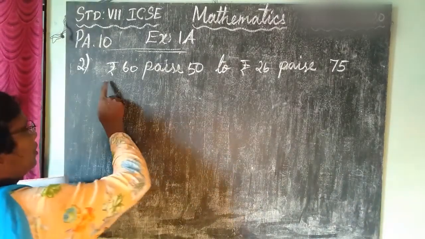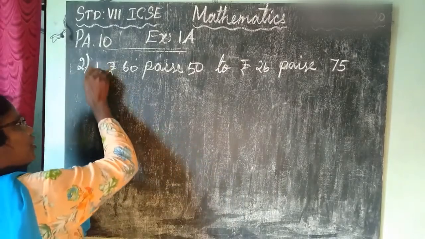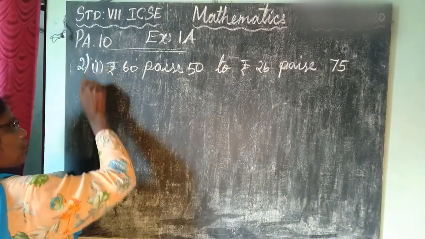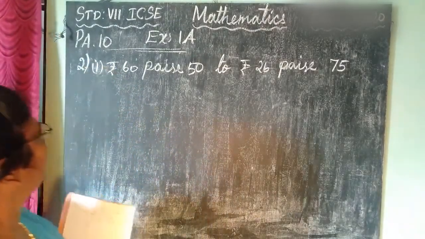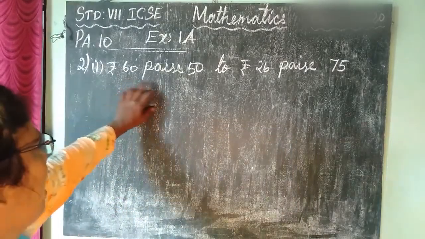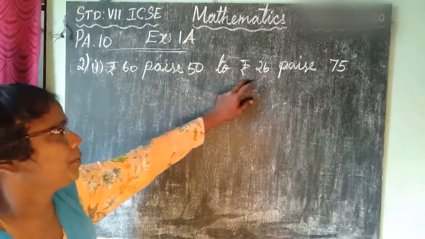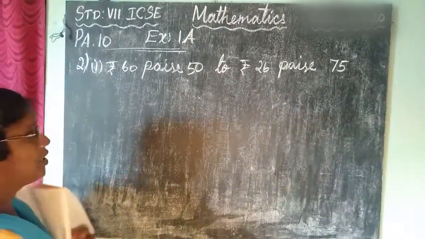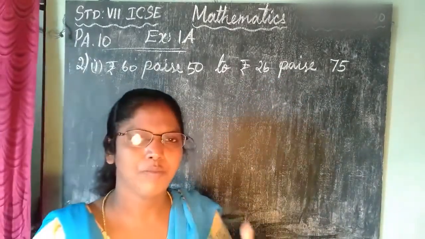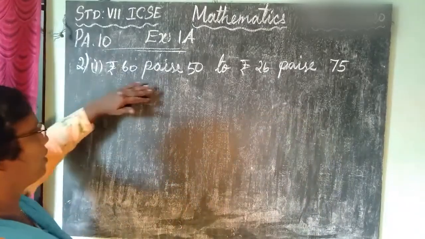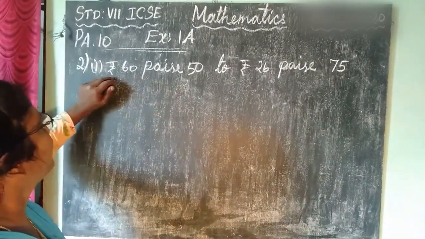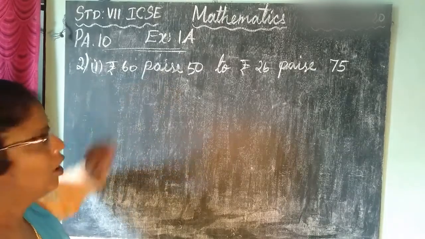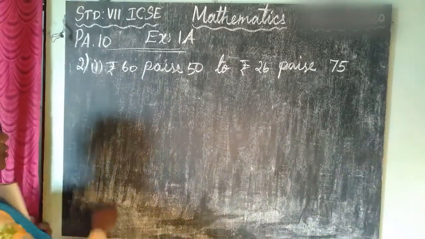Okay. Second sum, first option. This also we must reduce into the simplest form. Rupees 60 paise 50 to rupees 26 paise 75. Let's convert the higher unit into the smaller unit. Here rupees and paise are given. Rupees is the highest unit, paise is the smaller or lower unit.